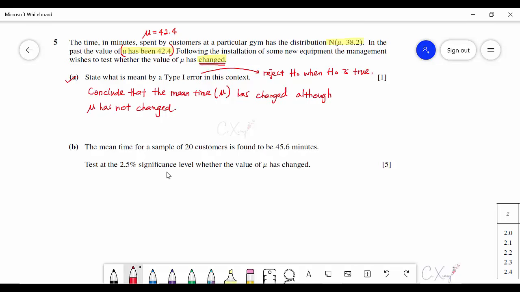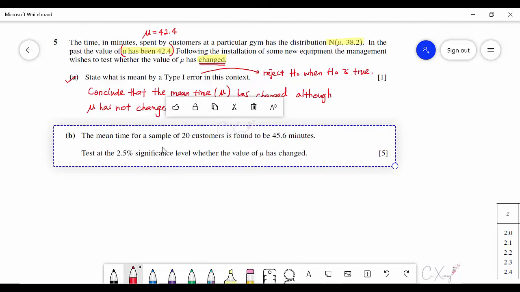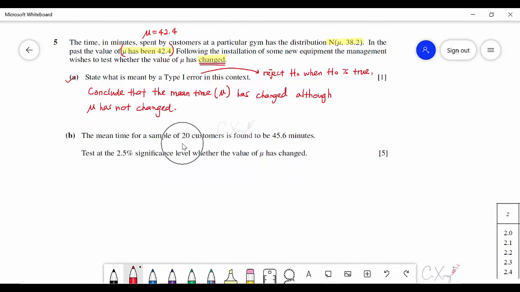Okay, then now we continue to part B. For part B, the mean time for a sample of 20 customers is found to be 45.6. First you need to know that this 45.6 is taken from a sample of 20 customers, so this is actually the sample mean for this sample. It will be the value that we use to calculate the test statistic later. Right, so test at the 2.5% significance level whether the value of mu has changed. Okay, so let us start with the test now.